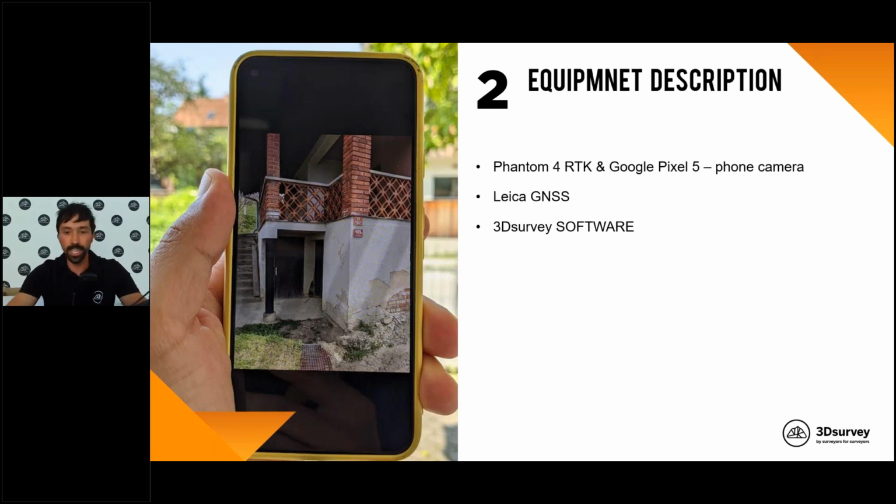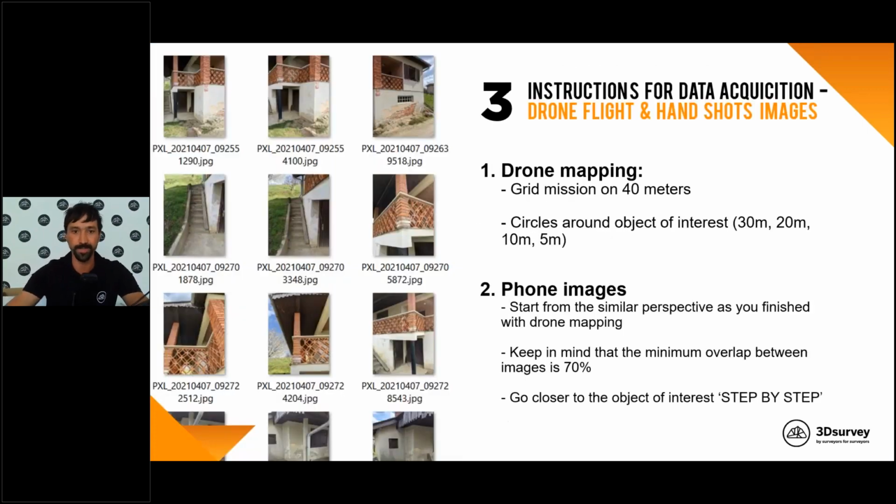Okay, I used the Leica GNSS device to measure single ground control points, and of course 3D survey software for processing. My instructions for data acquisition, really quickly, I already explained in short how it goes. First, I did a drone mapping grid mission at 40 meters, then circles around the objects. I did altogether, I think, 4 circles. So in a way, 30 meters, 20 meters, 10 meters, 5 meters.